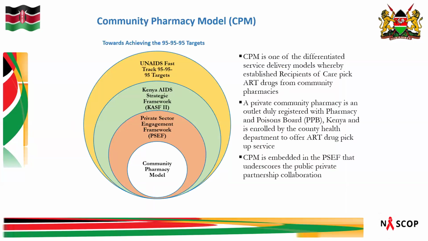And as you can see, these are the anchor documents which have enabled us to implement this. We have the UNAIDS fast track targets 95, 95, 95. This is what we are working to achieve. Then we have the Kenya AIDS Strategic Framework, that is the KASF 2, which will expire in 2025. And then we have the private sector engagement framework, and the community pharmacy model is at the center.